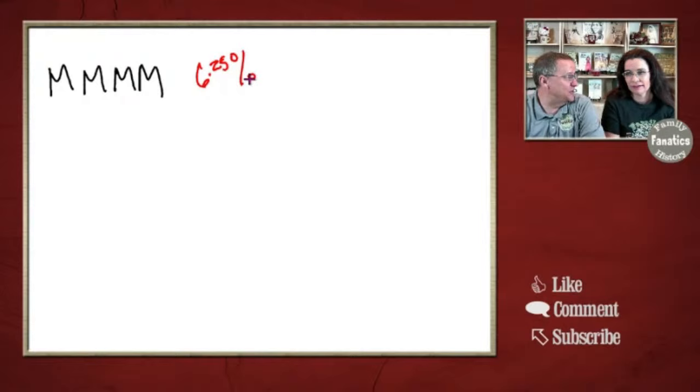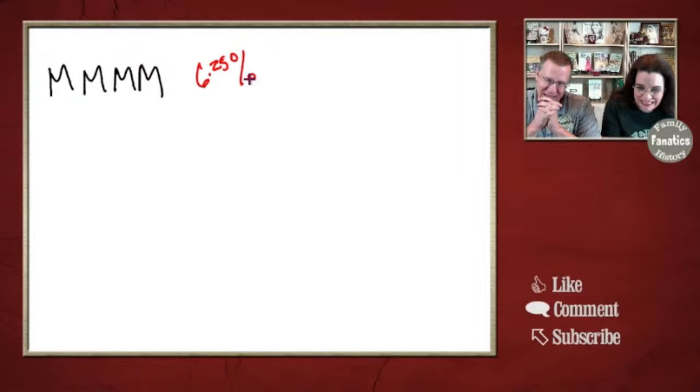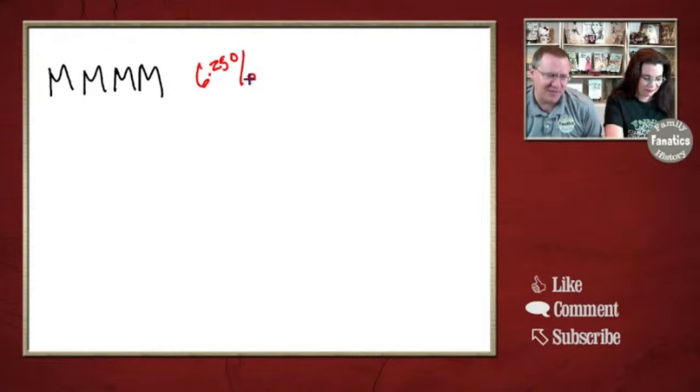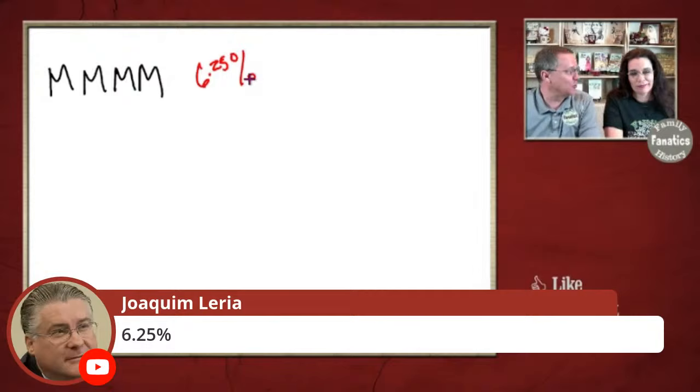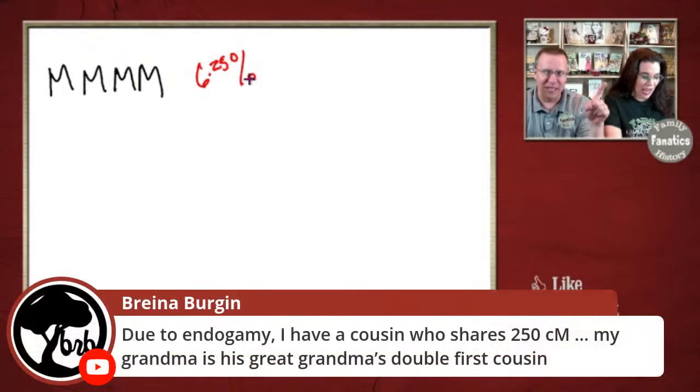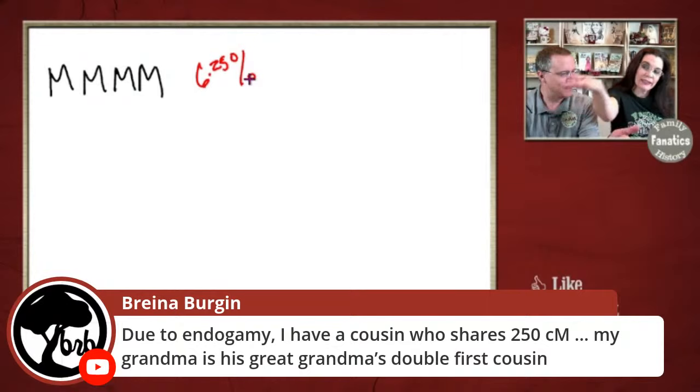Okay, wait a second. This is where, with statistics and probability, it's very important that you understand the question. Cause I was going to say, what has this got to do with genetic genealogy? Well, there's lots of things that have to do with genetic genealogy. I mean, this is genetics, whether you're having four boys or nine girls or whatever. Related. But let's. Because Brianna Bergen says I have a cousin who shares 250 centimorgans, and my grandma is his great grandma's double first cousin. How does that help?